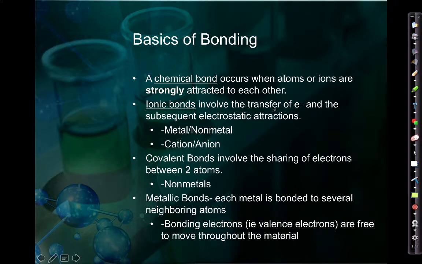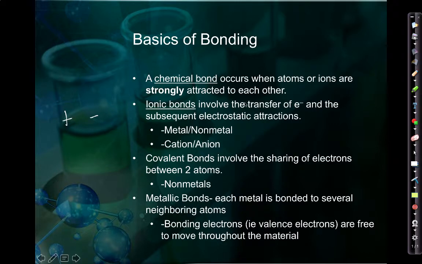Alright, so anytime that we have a chemical bond, basically that is when you have atoms or ions that are strongly attracted to each other. So the reason that there is a bond is because of an attraction between the atoms or the ions. Now we have ionic bonds, which involves the attraction of ions together. So we have oppositely charged particles, and they come together because they are attracted to each other. So the positive attracts the negative.